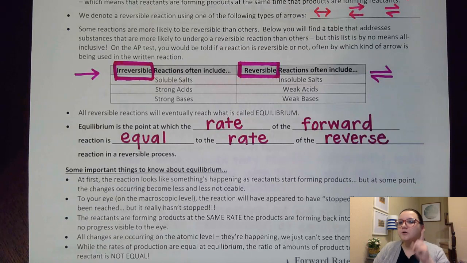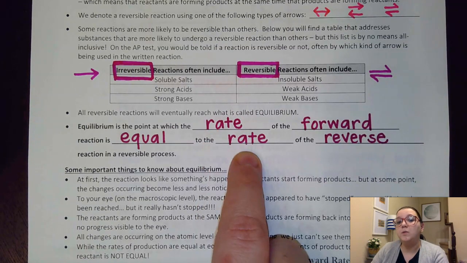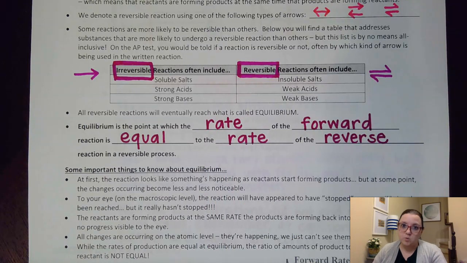But I want to call your attention very carefully to the fact here that we're emphasizing that only rates are equal. A common misconception is that amounts have to be equal at equilibrium. And that's not the case. It's simply just the rates that are equal. And we're going to talk more about that as we go through this unit.